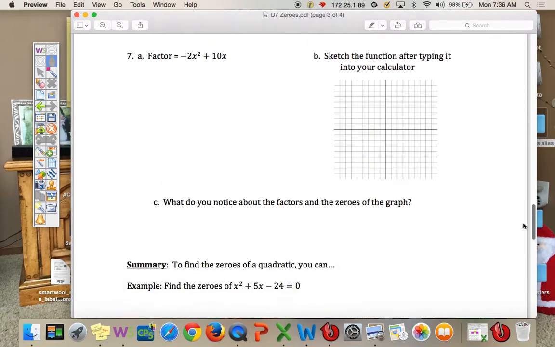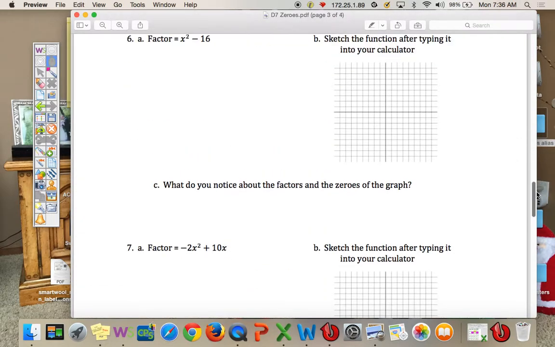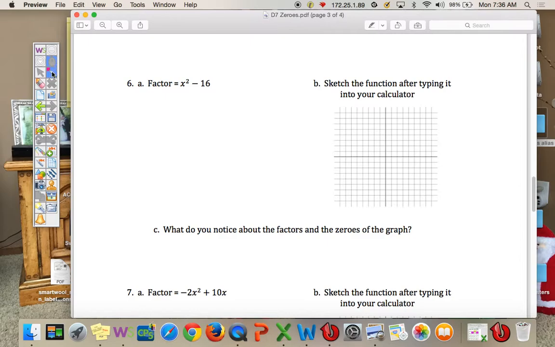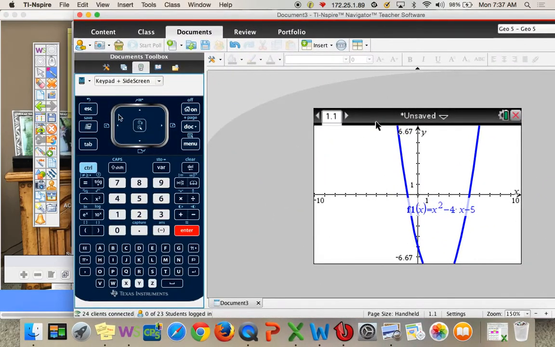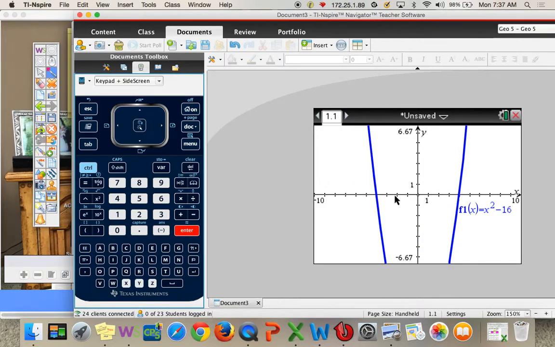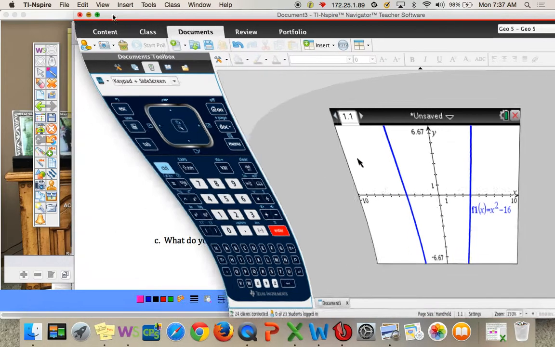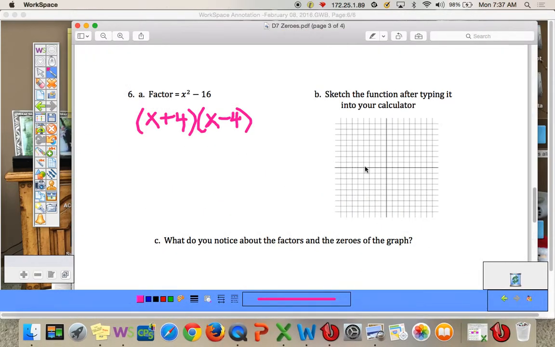Okay, let's try a few more here. Okay, x squared minus 16. We know how to factor this as difference of squares. We have x plus 4 and x minus 4. So make a prediction. What do you think that the zeros will be? Probably the opposite of the factors. So again, if we use our calculator, hit tab, go up, and it's x squared minus 16. And again, we have zeros at negative 4 and at 4. And I can't see the y-intercept, it's somewhere below here.